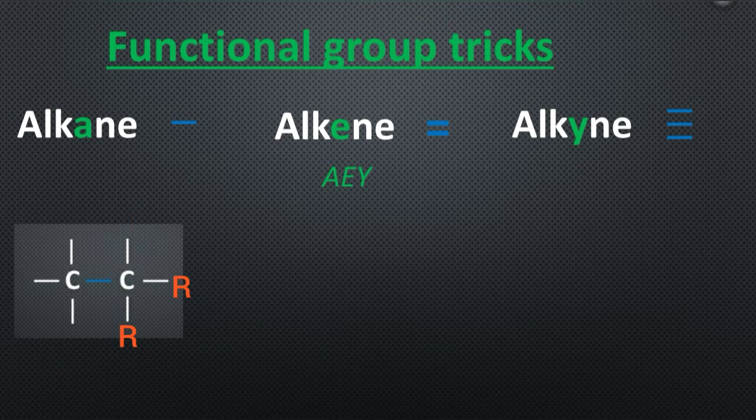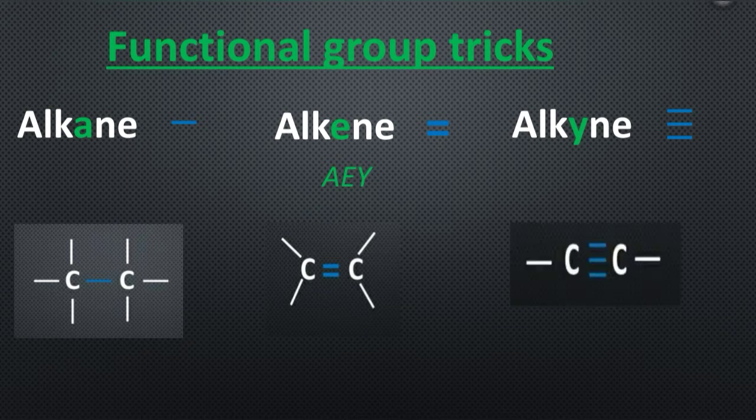Good. So let's move to the alkene. For alkene, a double bond between the carbon to carbon atoms, and for alkynes, a triple bond between the carbon to carbon atoms. So that's the very first trick. AEY, 1, 2, 3, in that order.